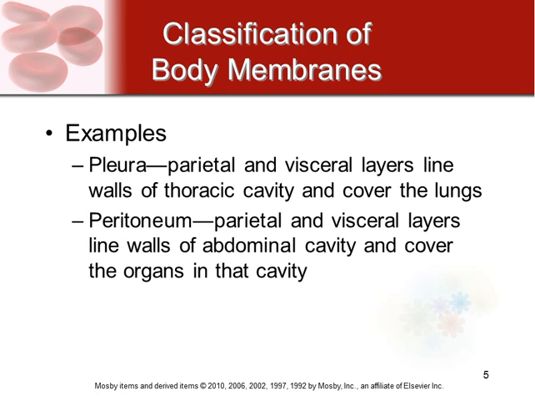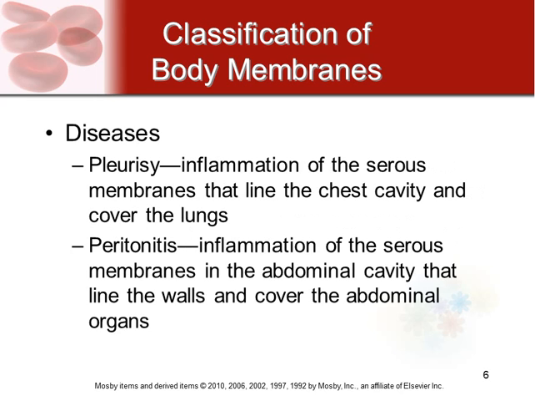So for some examples, you have your pleura. Parietal and visceral layers that line the walls of your thoracic cavity and cover your lungs. So those are important to know. And there's ones like your peritoneum, your parietal and visceral layers. Remember, parietal is lining the cavity and visceral is lining the organ. And those are the ones in your abdominal cavity. So they cover those organs. One of the things that's really important about this is they help protect it, but they also help hold everything in place and keep it moving and lubricated and functioning the way that it's supposed to.